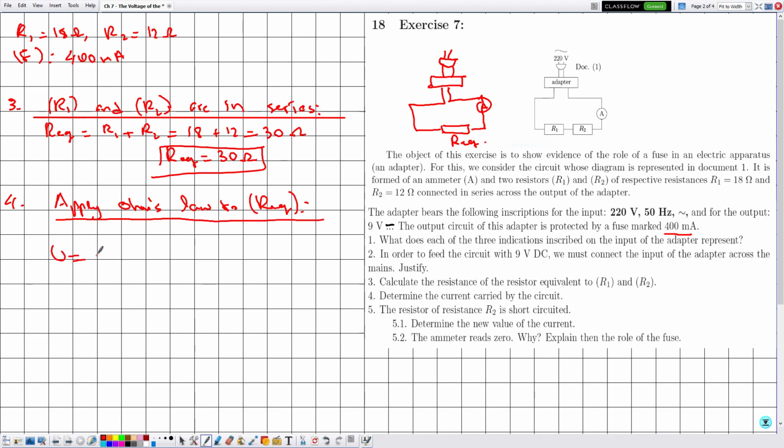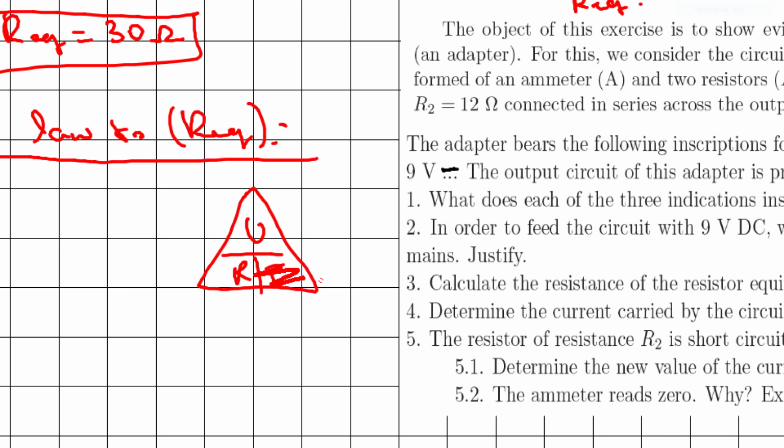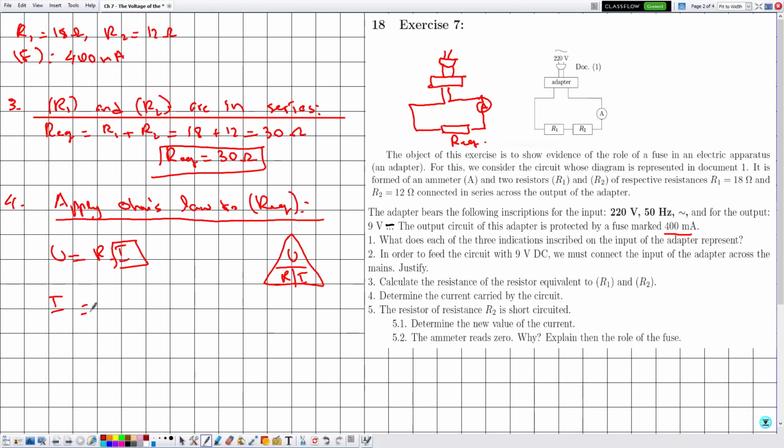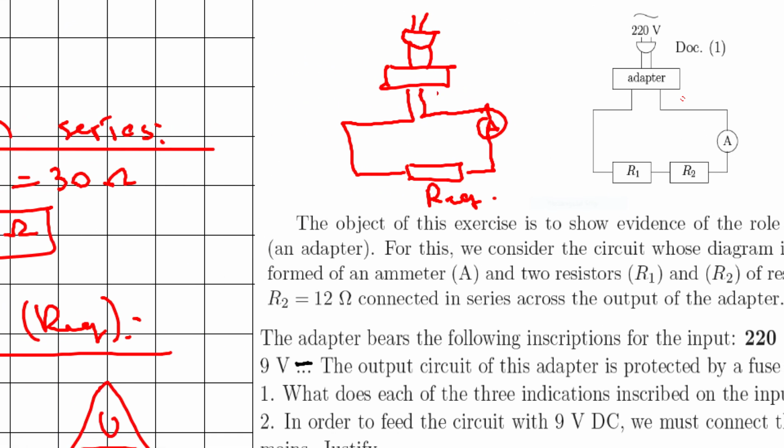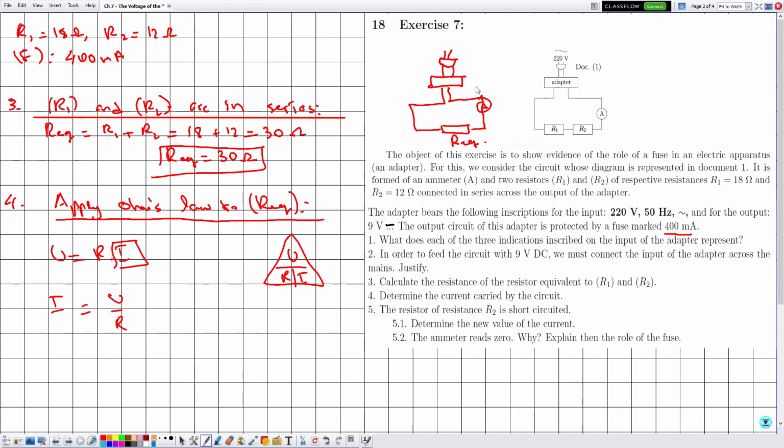Ohm's law is given by U is equal to R multiplied by I. We are interested in determining the value of I. Then covering I with our hand, I is given by U divided by R. So here for sure we are using this circuit, otherwise why would we have calculated R equivalent.